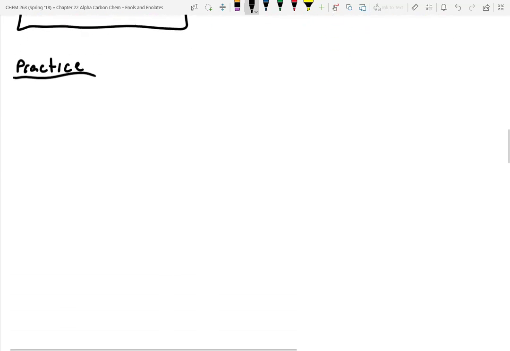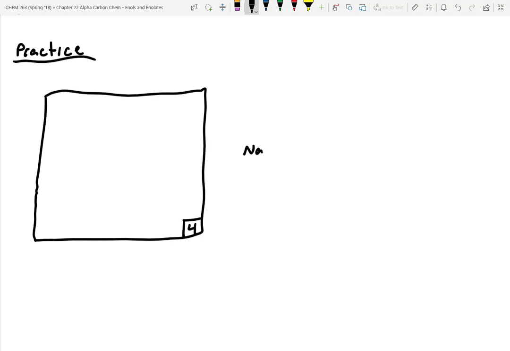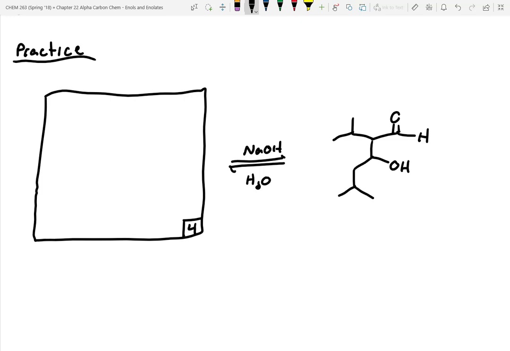So this time, I'm not going to give you the starting material. You have to predict what the starting material would be. Again, 4 points. And for this one, the product is going to look like this. And I want you to figure out what starting material must have been there. And like I said, identifying your alpha and beta positions can be really helpful.